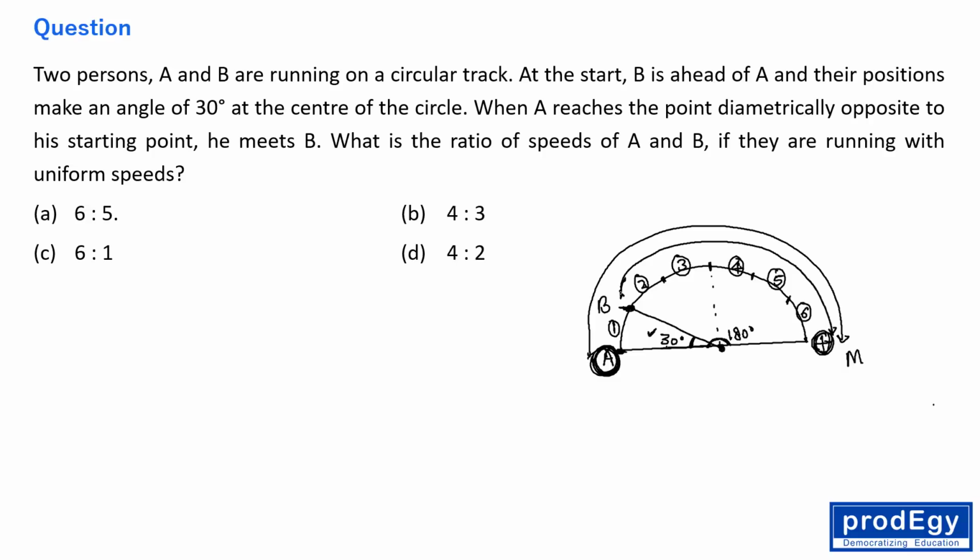Then obviously if we talk about these parts, A is covering 1, 2, 3, 4, 5, 6 parts, and in the same time B is covering 5 parts, right? Because A and B are taking the same time to reach point M, but from their respective positions they are reaching point M, right? So A is covering 6 parts, and in the same time B is covering only 5 parts. So the ratio of their speeds is what? 6:5, right? So the answer is 6:5. The ratio of their speed is 6:5, right?